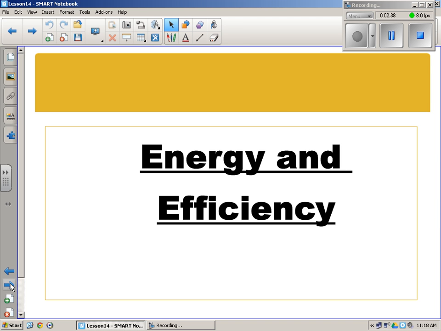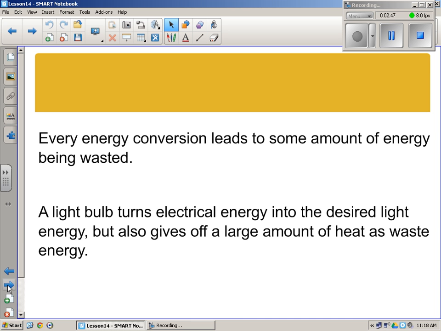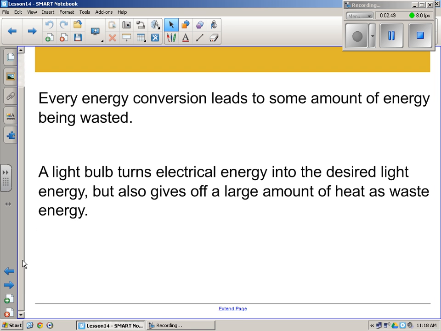Now we're going to talk about energy and efficiency. How efficient are things here? Let's take a look. Every energy conversion leads to some amount of energy being wasted. Not everything is 100% efficient.